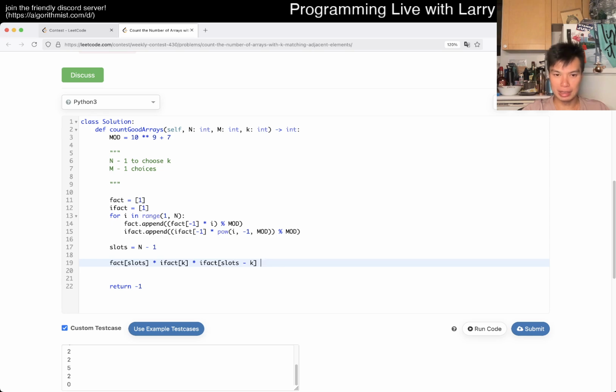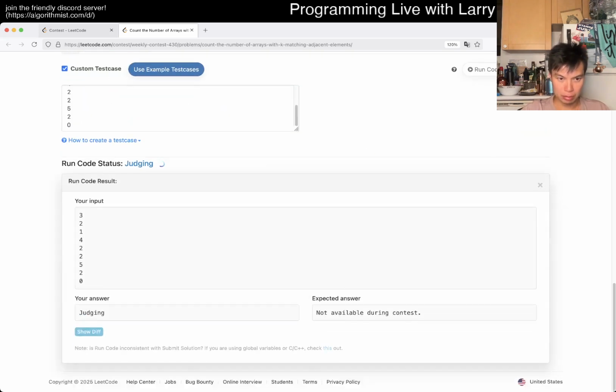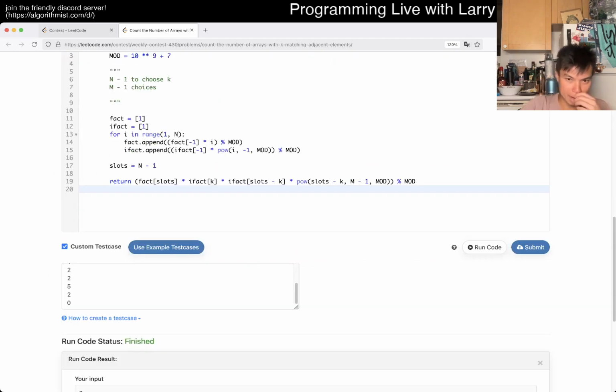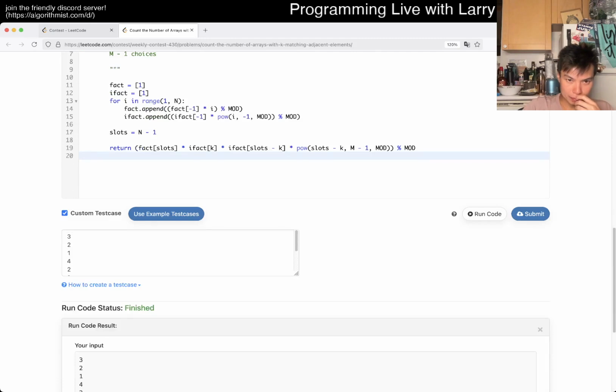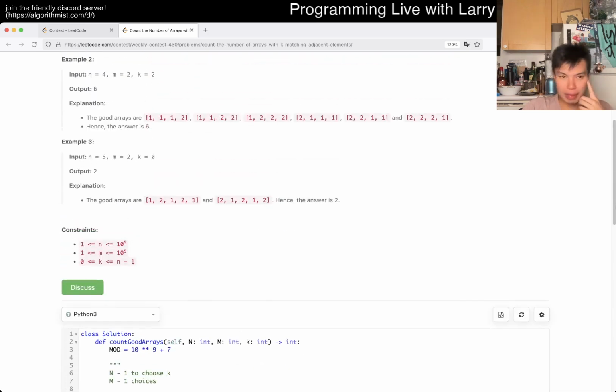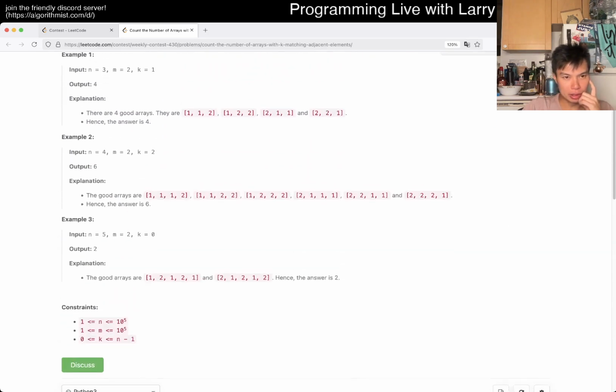So then that is number of slots minus k, times, no, not just slots minus k to the power of m-1, remember to mod, and then we just return this modded, right? 2, 3, 4 is really not right. What am I going wrong on this? Okay, at least it's wrong for small cases, so that's good, because I can dissect this.